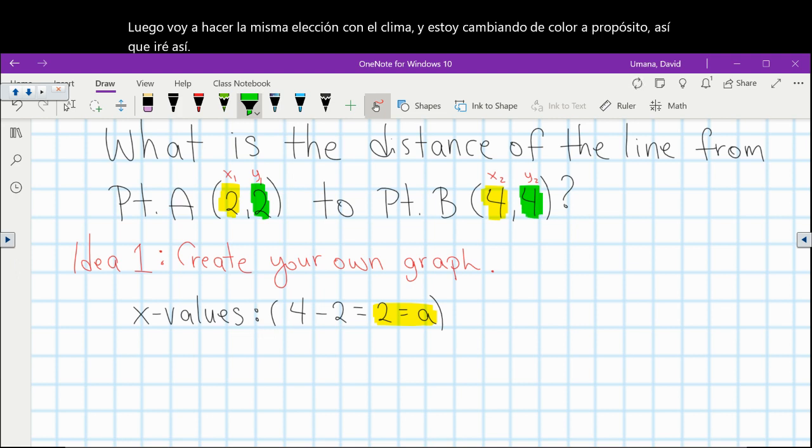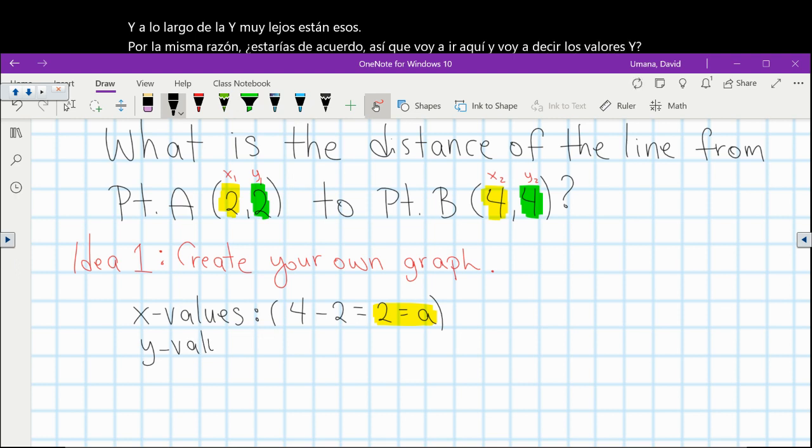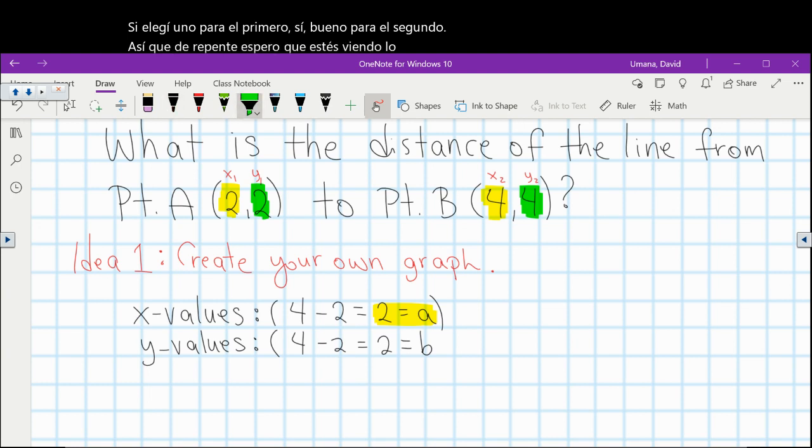And along the Y, how far away are those? For the same reason, would you agree? So I'm going to go here and I'm going to say the Y values. And the big number there is still 4. I chose these numbers because it's very convenient. If I chose A for the first one, what would be a good one for the second one? So all of a sudden, I'm hoping you're seeing what I want. And here is my second answer.